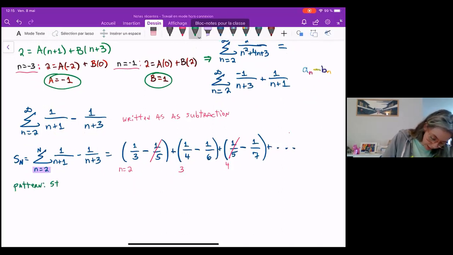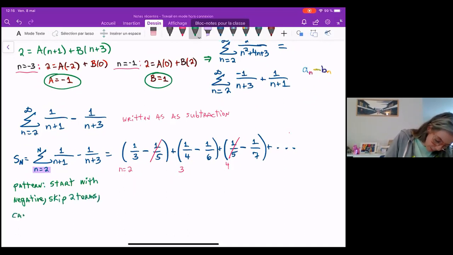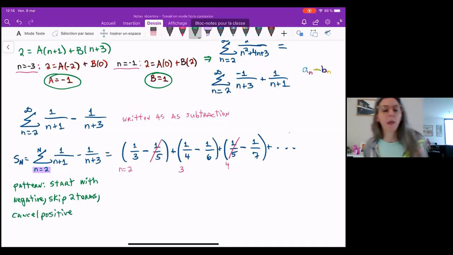We're starting with negative. Then we're skipping 2 terms. And then we're canceling a positive. Okay, so now that we've figured out what our pattern of cancellation is, we can go to the end and cancel things out at the end as well, and plug things in at the end to see what's left over.